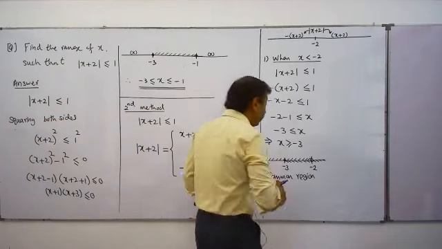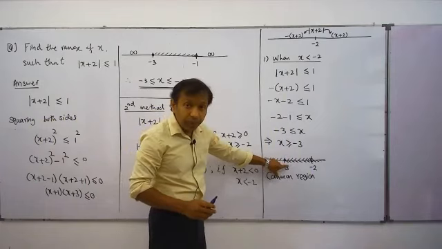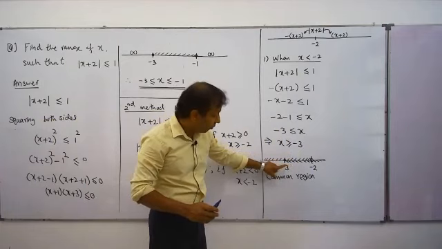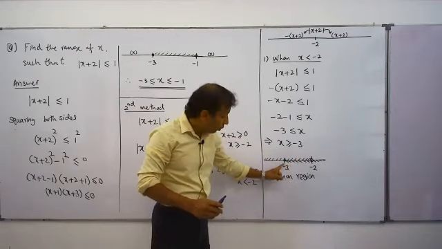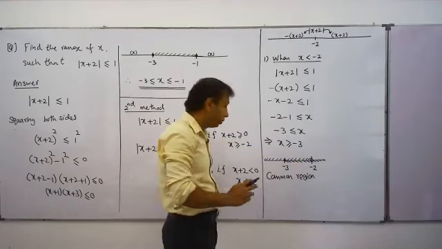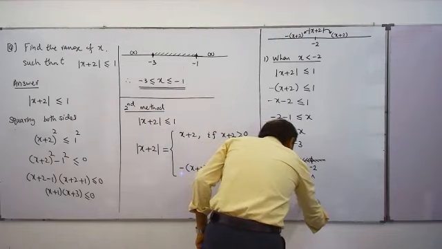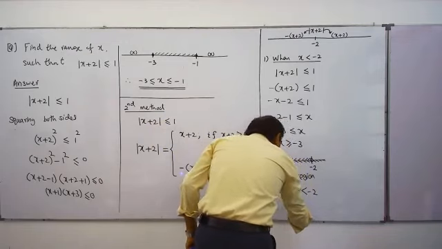Common region is what, people? Here, common region, both lines available. Above the line, this shaded region is available above the line and below the line both. In between minus 3 and minus 2, including minus 3 but excluding 2. Right? So therefore, the first answer is, people, x less than minus 2 and greater than or equal to minus 3. This is the first answer.